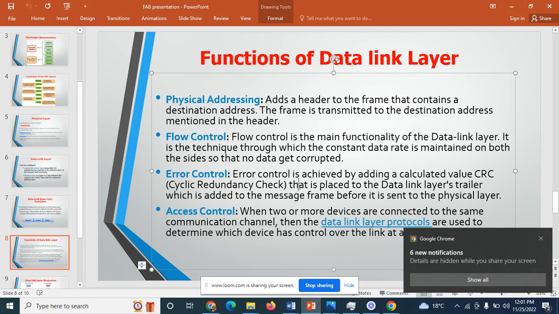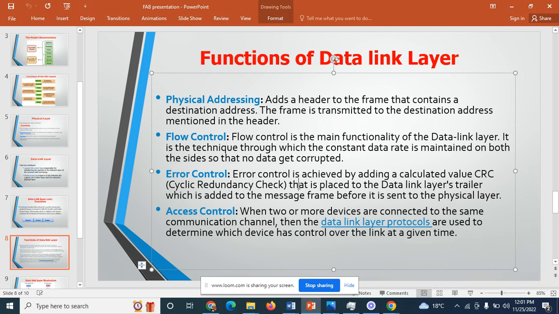It's placed in the data link layer's trailer, which is added to the message frame before it is sent to the physical layer. So remember, each and every time there is a transmission, there must be a check whether the whole information was transmitted. Was it successfully transmitted to the destination? Did the whole message get delivered to where it was supposed to be delivered? So error control and error checking has to be done by this mechanism called cyclic redundancy check.